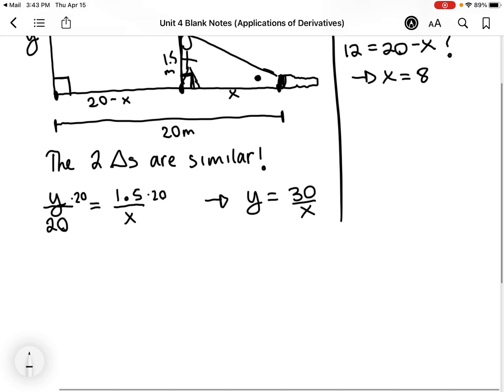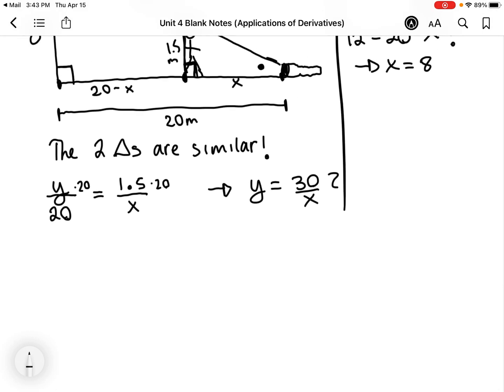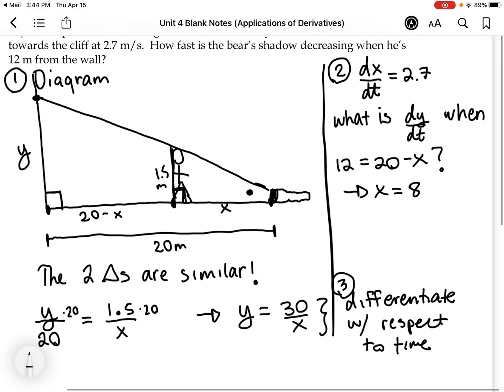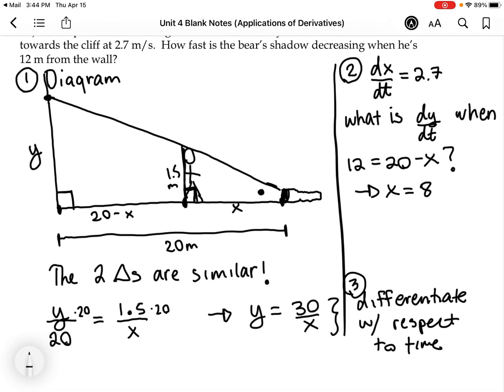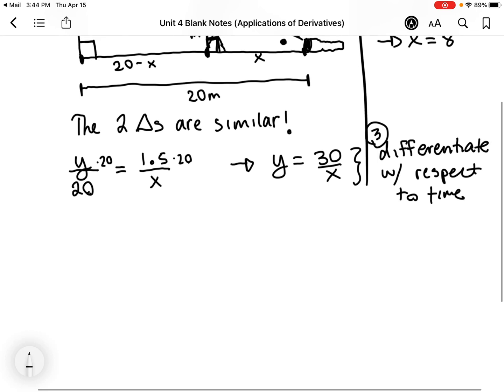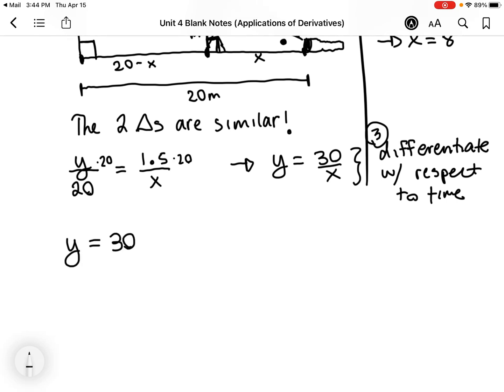Okay, so what we can do is we can take this equation over here and differentiate this with respect to time. Right, so that's going to be step 3. And then hopefully in step 2, we've sort of got enough to go on that we'll only have one unknown when we do step 3. Okay, so I'm going to rewrite this equation, y equals 30 over x, using a negative exponent, as 30x to the negative 1, so that I can use the power rule there.